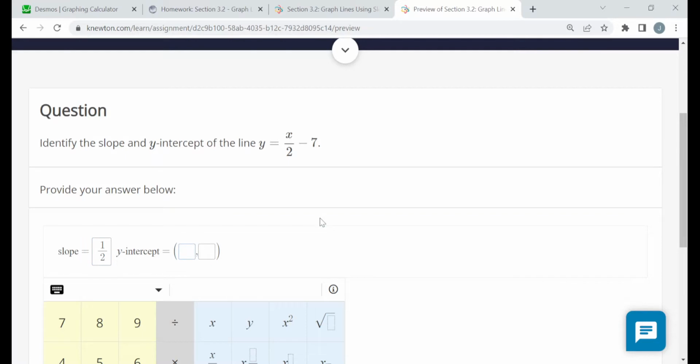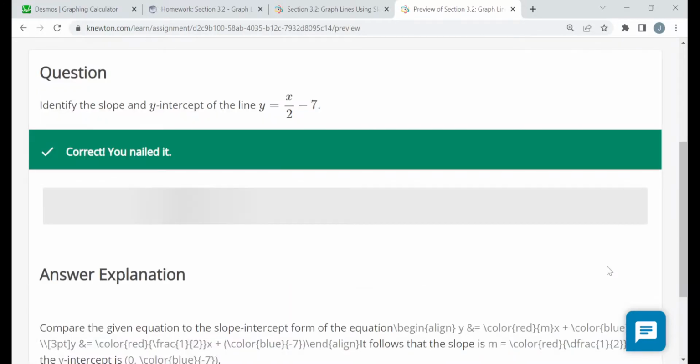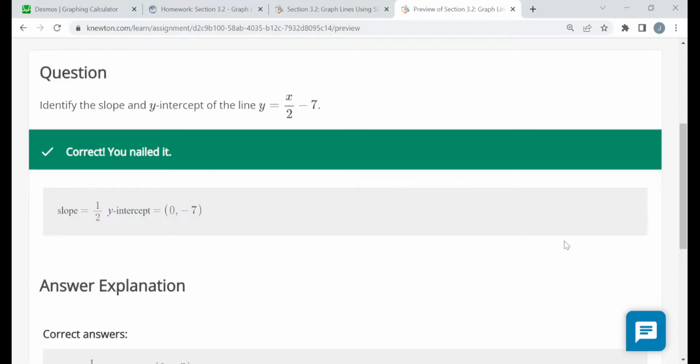And the y-intercept, x-coordinate of 0. And very clearly you can see if x were 0, y would have to be -7. So that was a pretty quick one, right? It's already in slope-intercept form.